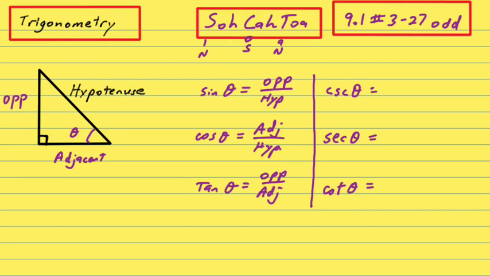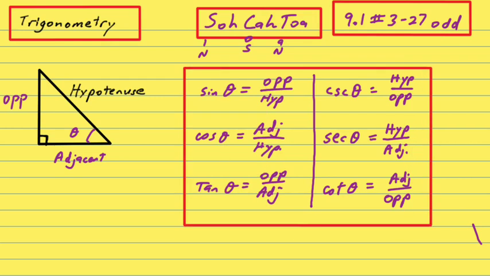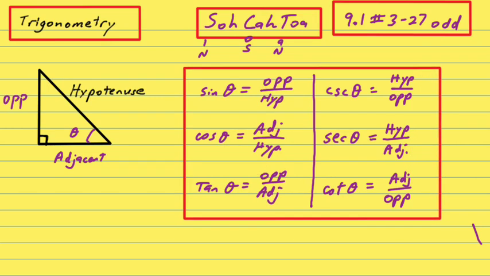If you put them in this sequence, you'll have them as reciprocals. So instead of opposite over hypotenuse, this would be hypotenuse over opposite. Instead of adjacent over hypotenuse, flip it over, you'd have hypotenuse over adjacent. Instead of opposite over adjacent, cotangent is adjacent over opposite. So if you set your trig values up in this type of a sequence, it can help you keep straight which are reciprocals to each other.